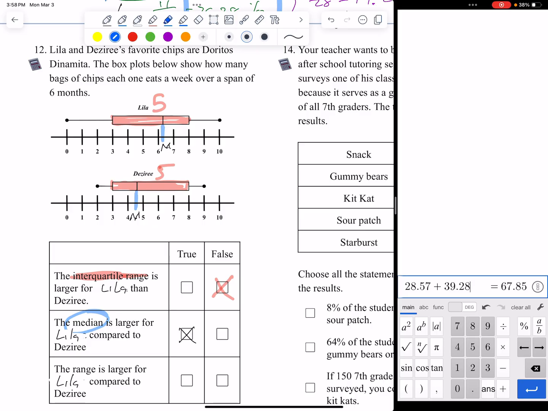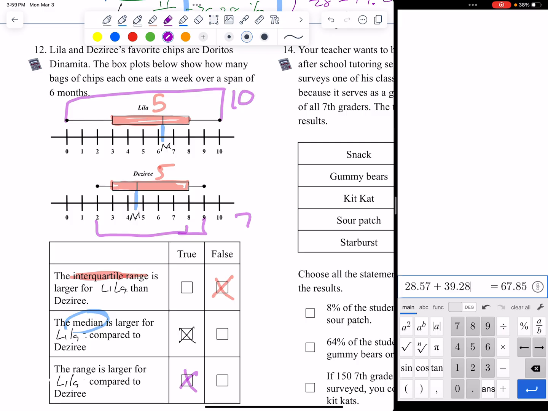And then lastly, the range is larger for Lila. So the range for the whole thing is 10 versus 9 minus 2 is 7. So yes, Lila's is larger. Okay, so there we go.